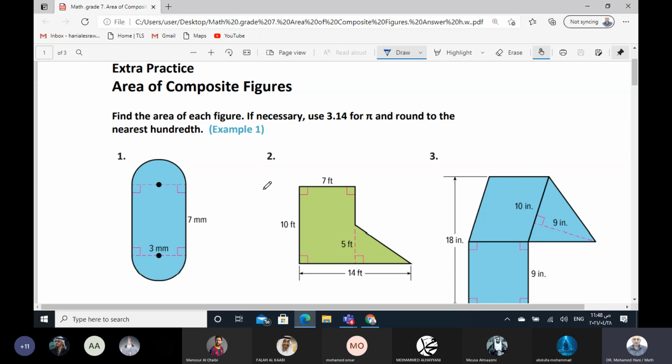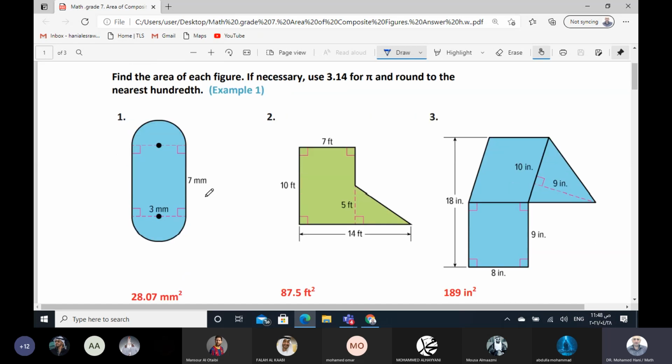Today we will continue our work in area of composite figures. Today we have extra practice. The question here: find the area of each figure. If necessary, use 3.14 for pi and round to the nearest hundredth. Exercise number 1.